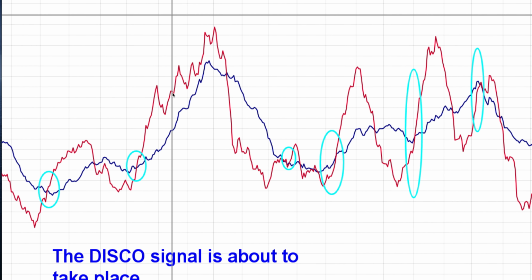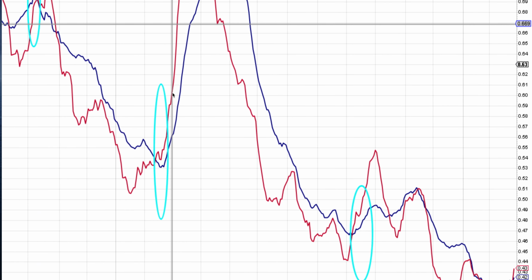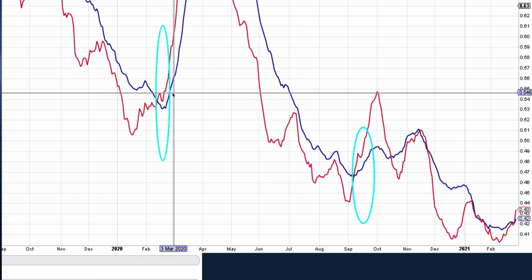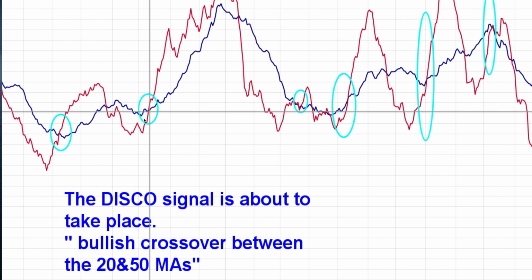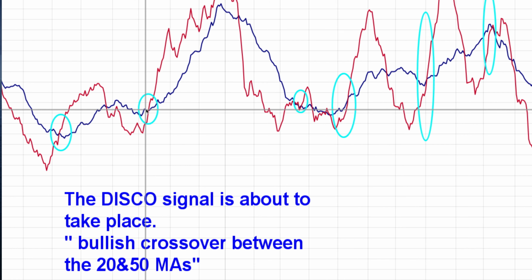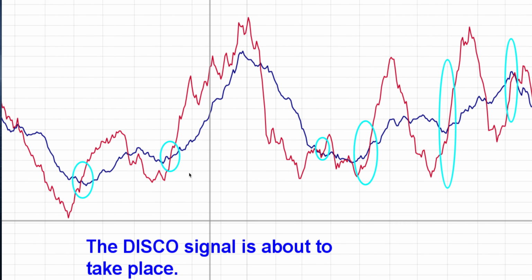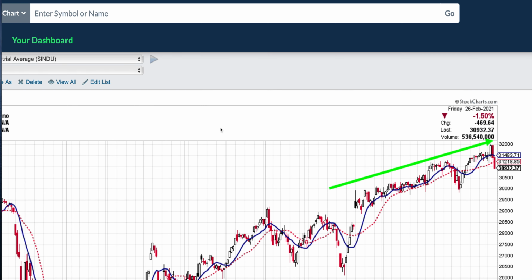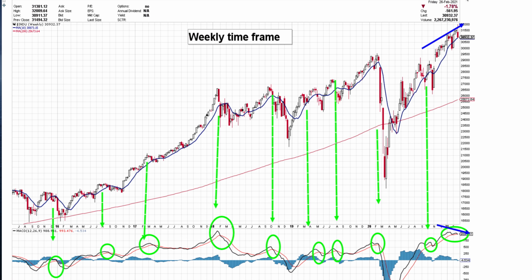Very tested signal that I call the disco signal that worked almost 97% of the time in the last 10 years. Sharp sell-off that comes after a bullish crossover between the 20 and 50-day moving average and the equity put to call. Bearish development in the daily time frame for the Dow, and also here for the Dow, and the weekly too, and the S&P.